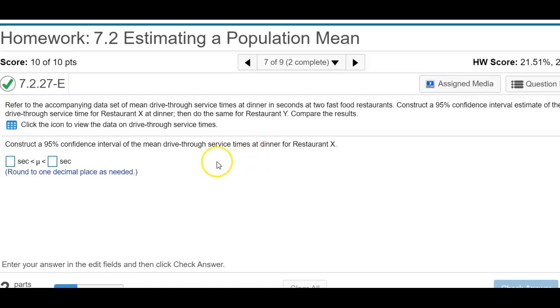So on this problem, we're looking at two different samples, restaurant X and restaurant Y mean service time, and we're asked to construct a specific confidence interval and calculate the lower bound and the upper bound. So you can do this by hand, and you can walk through the question help and find the equation, or you can do it in StatCrunch.